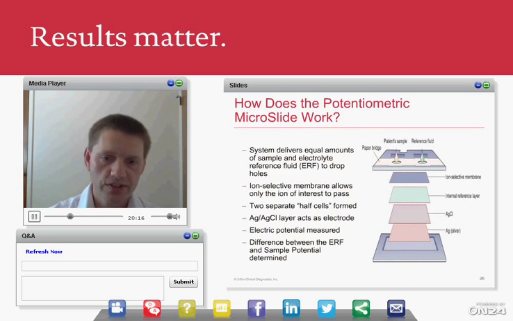So the system itself delivers equal amounts of reference fluid and the patient sample. The ion selective membrane allows only the ions of interest to pass through the slide. You form two different half cells within the slide, and the silver and silver chloride layer acts as an electrode. You measure the potential and determine the difference between the electrolyte reference fluid, or ERF, and the sample.